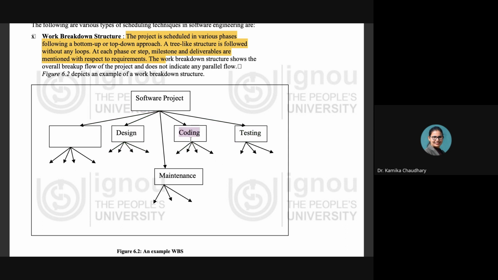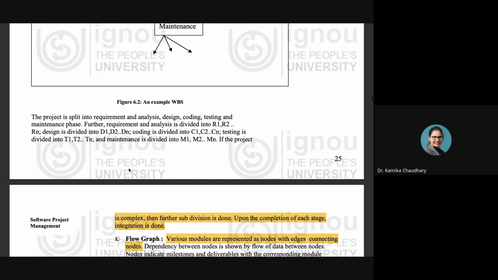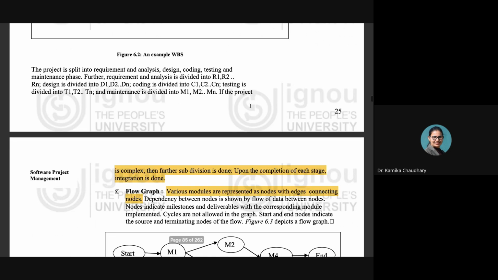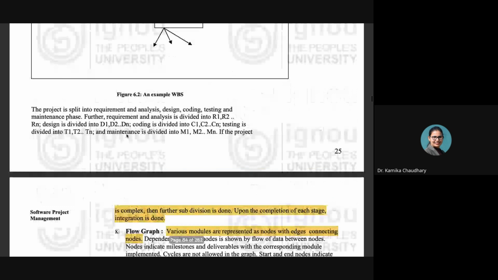So that is what is also being written over here, that the project is split into the requirements and analysis, design, coding, testing and the maintenance phase. Further, the requirement and analysis is divided into R1, R2, Rn. Design is divided into D1, D2, Dn. Coding is divided into C1, C2, Cn, and so on. The further subdivision is done. Upon the completion of each stage, the integration is done. I think it is very much understood now.